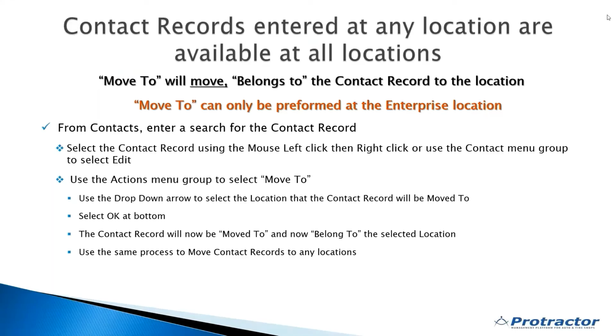Contact records entered at any location are available at all locations. Move to will move a contact record that it belongs to from one location to another. The thing you must remember about this is that it can only be performed at the Enterprise. So you must go to the Enterprise to do this. So once you're in the Enterprise, you go to Contacts, you search for that record. You'll be able to open the record. You're going to do edit. And then at that point, you'll be able to move it from one location to another. All records will follow, even the vehicles will follow along with it.